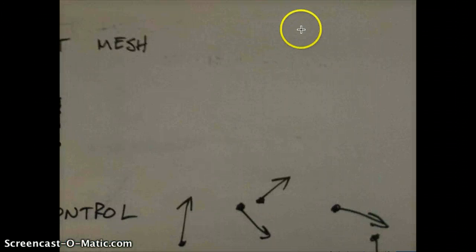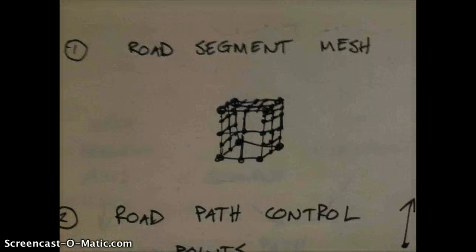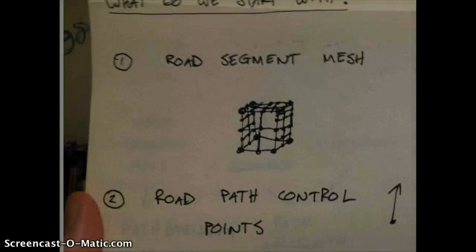Okay, see if this is gonna work. Can you see this?